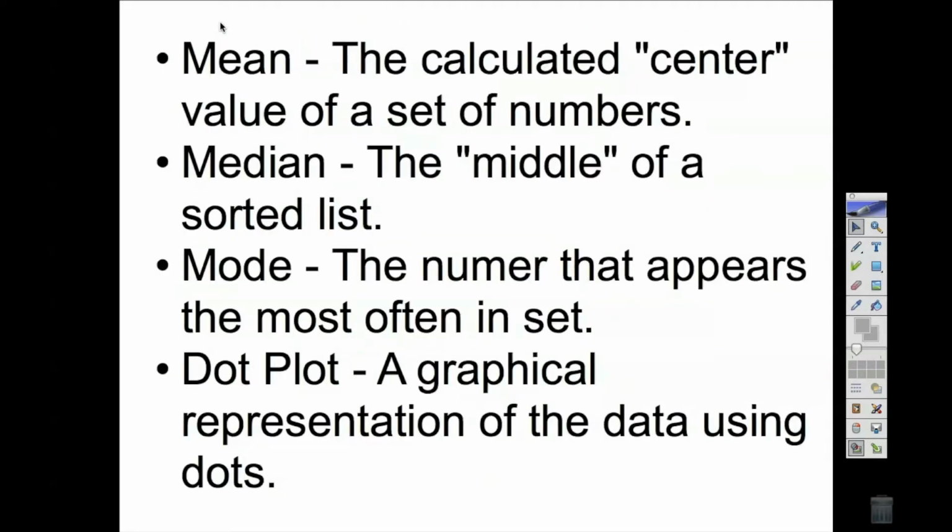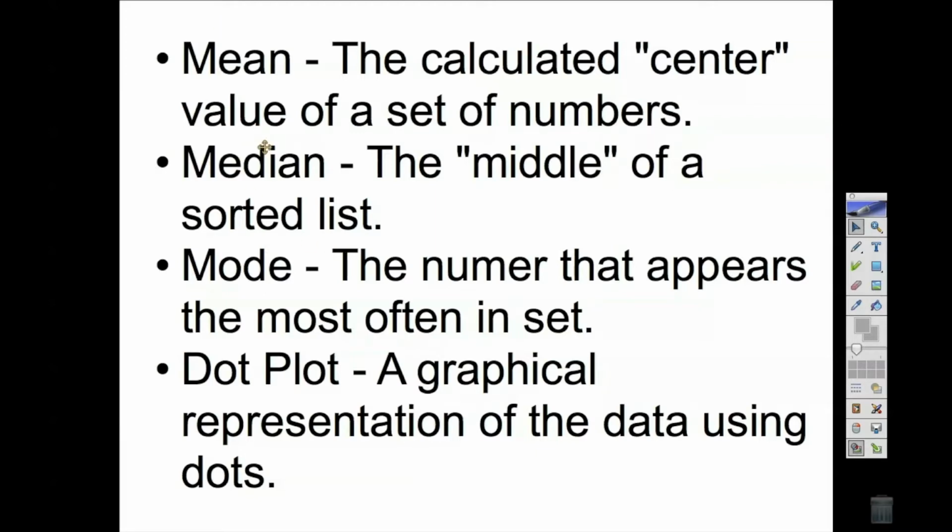All right, so a couple of definitions first, and then we'll get into an example. Mean is pretty much a calculated center value of a set of numbers. Another mathematical synonym for mean is average. In order to find this, we're going to add all the numbers in our set and then divide by how many total numbers there were in there.